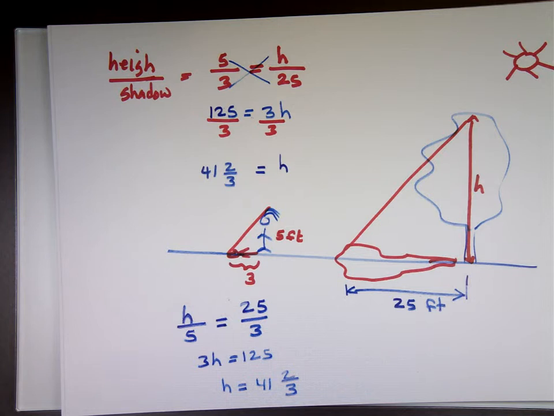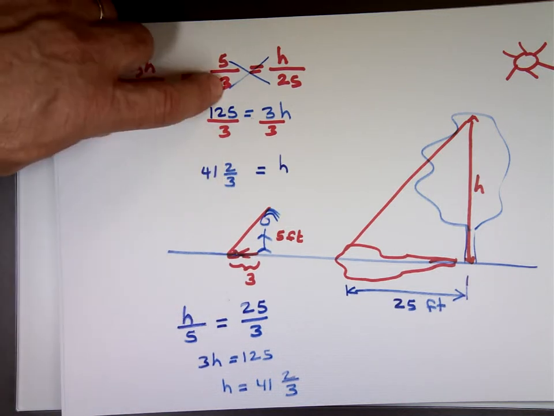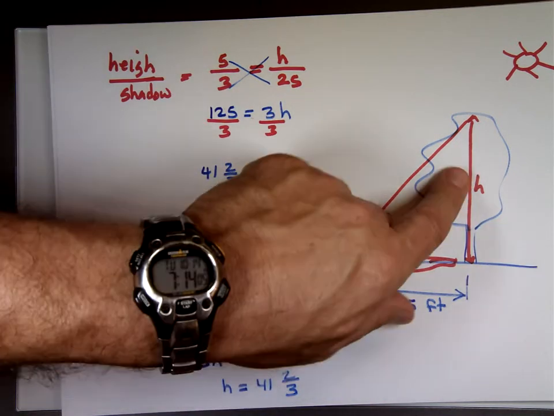So it doesn't really matter which way you set it up, as long as you're consistent. If the left side is Leah's height to her shadow, then this side has to be the height of the tree to its shadow. Don't reverse them.